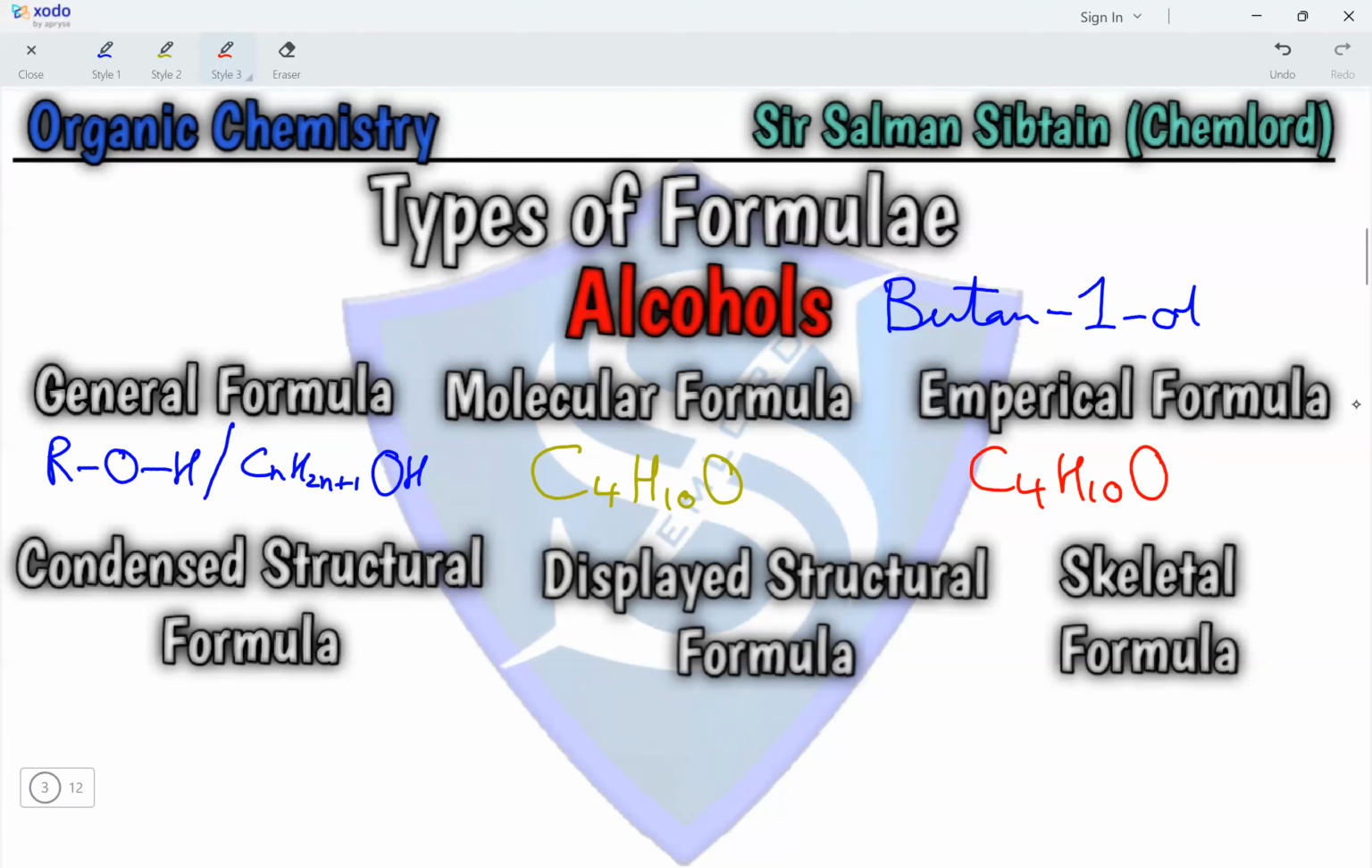Next, looking at the condensed structural formula, we've got the OH group, or the alcohol group, present on the first carbon atom. So we can have a CH3 next to a CH2 attached to another CH2 attached to another CH2 to which the OH group is attached.